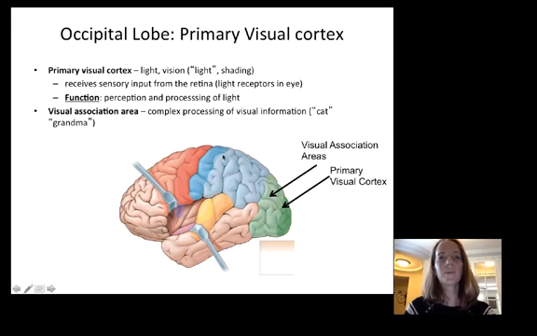So one by one, let's go through the lobes, and I'll show you the major areas in each of the lobes of the cerebral cortex. So the occipital lobe, this area in the back, has the primary visual cortex, which will be basic vision and light. It's going to receive sensory input from the retina, which contains the photoreceptors in the eye. Its function is the perception and processing of light. And then this area nearby will be the visual association areas, which will be more complex processing of visual information. For example, once I see that light, I can then process the pattern of that light and say, oh, that's a cat, or that's my grandma.